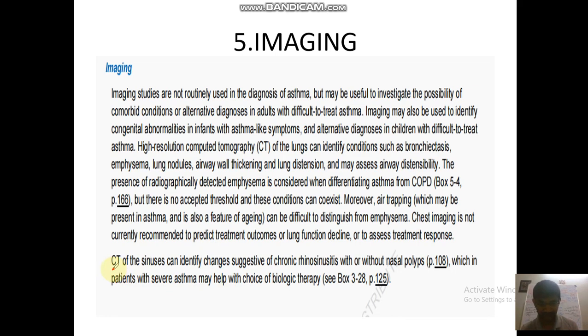Here there is an addition of CT of sinuses to diagnose chronic rhinosinusitis with or without nasal polyposis, because we have newer biologicals which can be used if the patient has chronic rhinosinusitis with nasal polyposis, that is dupilumab, omalizumab, mepolizumab. So we can use this biological therapy if the patient has severe asthma with or without nasal polyposis. Because of that, they have included CT of sinuses in the imaging section.